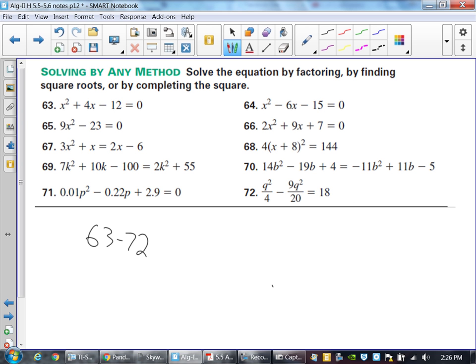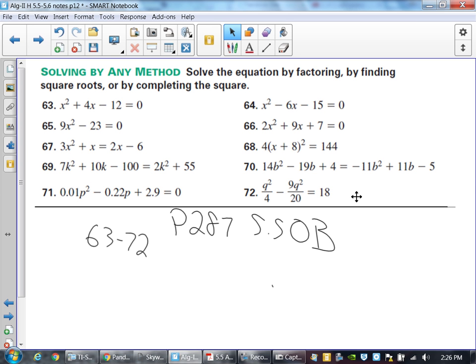It's the same page. Was it 287? It's 5.5 in the old book. Wait, so the page I have to review from Thursday? Yeah, that's right.